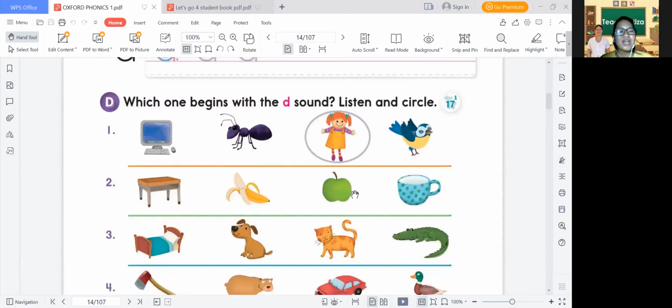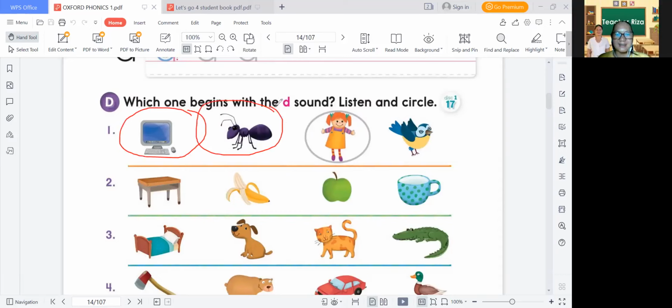Okay, so next, let's proceed for letter D. Which one begins with the D sound? Which of these pictures starts with the letter D or has the D sound? Let's start with number one. What picture is this? Hello? Can you tell me what is this? It's a computer. Can you repeat? It's a computer.